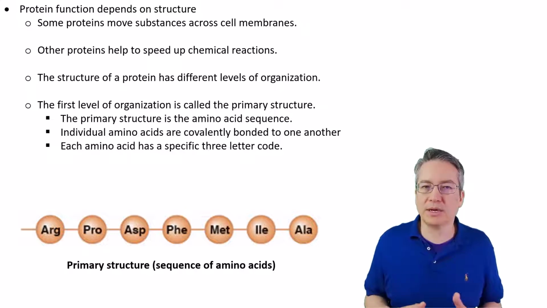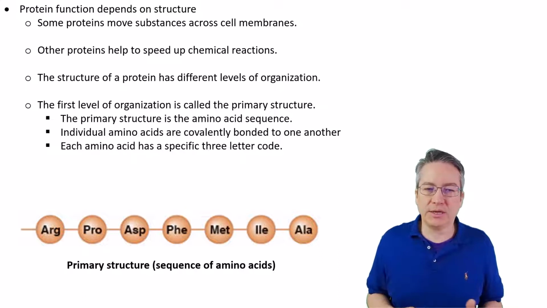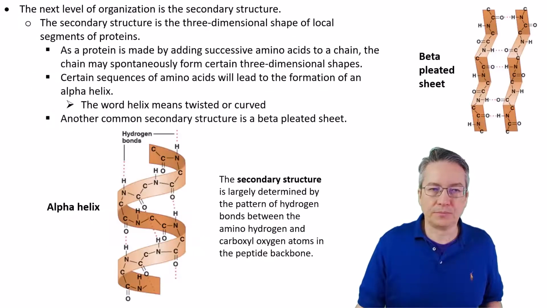And we talked about this. The process of building this chain is through dehydration synthesis. Each amino acid has a specific three-letter code. So for example, we can see here in the diagram next to me with the primary structure, which again is the sequence of amino acids. And we have a number of amino acids here, such as arginine is the first one. Okay, let's go on and move on to the next slide.